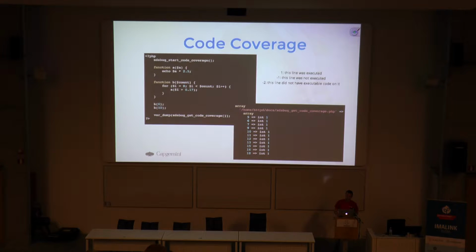The value of that integer can be either 1, which means the line has been executed. As we see in this array, line 5, for example, has been executed. If we have -1, it means that the line has not been executed, and -2 means there was just no executable code, which means that, for example, it was a comment.